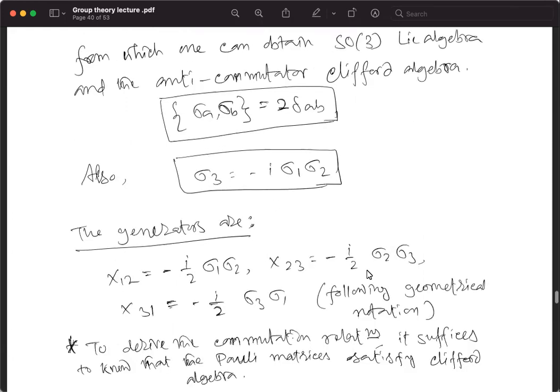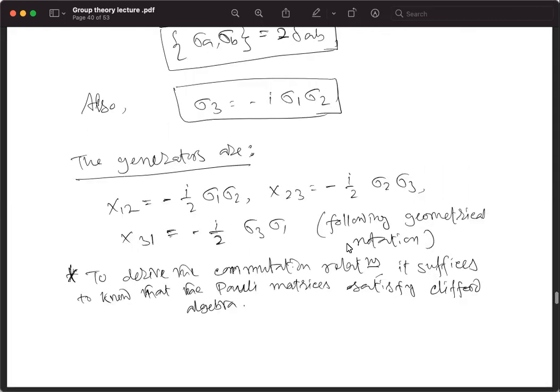so on. So altogether, we can define the generators as X_12 equal to minus i by 2 sigma_1 sigma_2, X_23 equal to minus i by 2 sigma_2 sigma_3, and X_31 equal to minus i by 2 sigma_3 sigma_1. And this is just if you try to mimic the geometrical notion that we have discussed earlier, and that this follows from that one only.